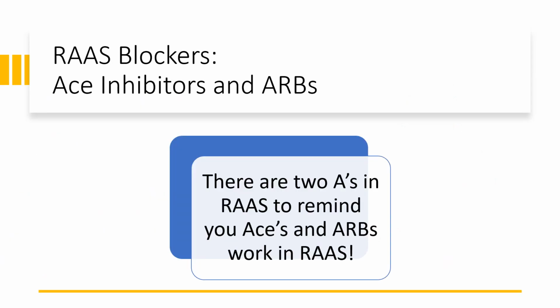So far we've done the 3 diuretics, and now we just did the 2 RAAS blockers, ACEs and ARBs. And so a little hint for you here, if you can remember that there's 2 A's in RAAS, or AAS, that can remind you that ACEs and ARBs work in RAAS. 2 A's, 1 A for ACE, and 1 A for ARB. So that's what I use as my memory tool to remember where they work.